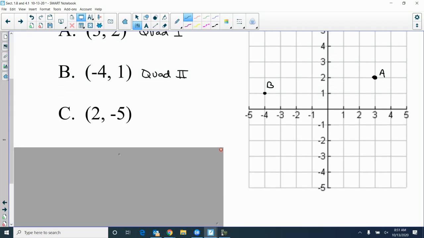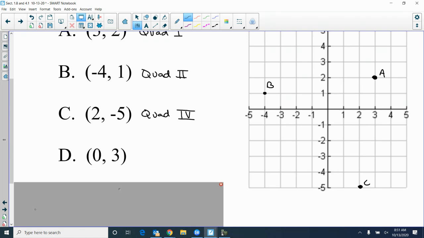2, negative 5. What quadrant is that going to be in? Quadrant 4. So 2, go to the right 2, you go down negative 5. That is the C value. Now, when you write quadrant 4, write IV together.